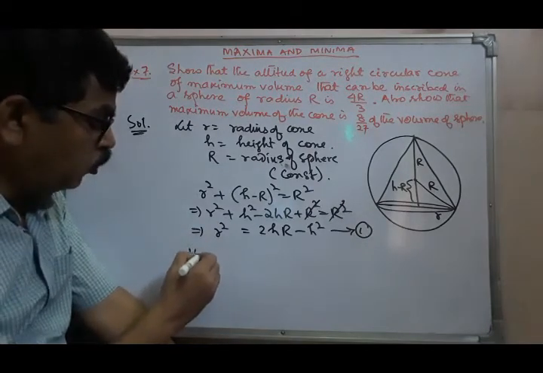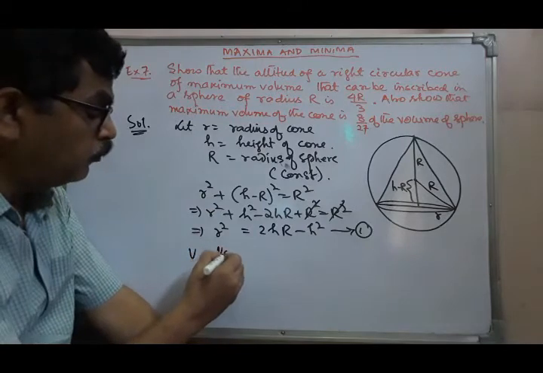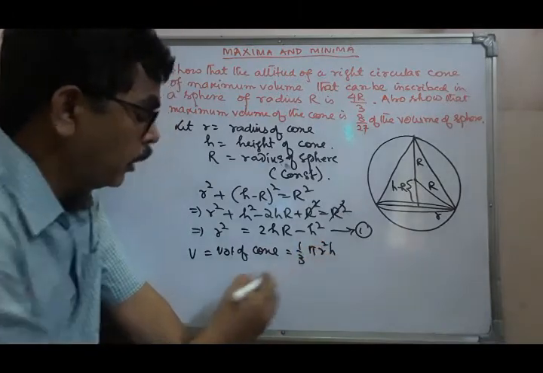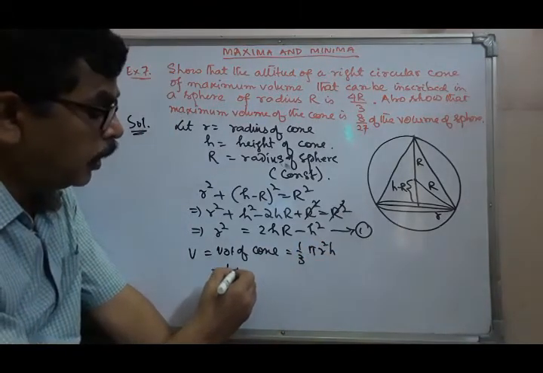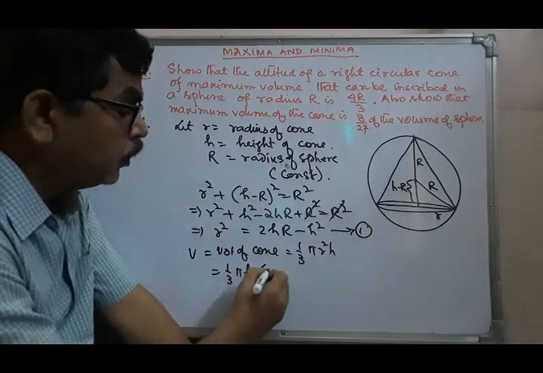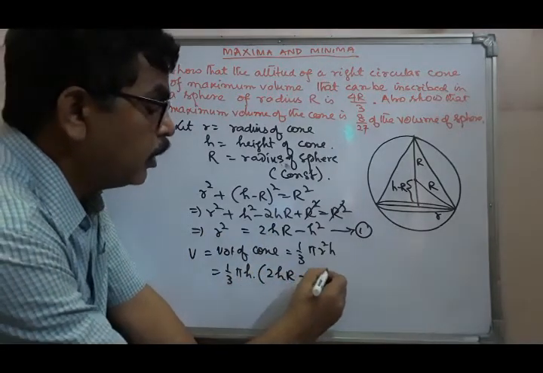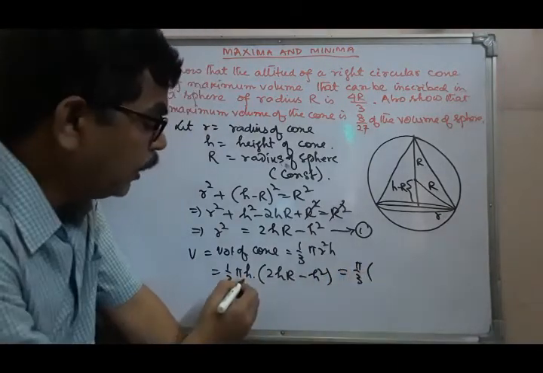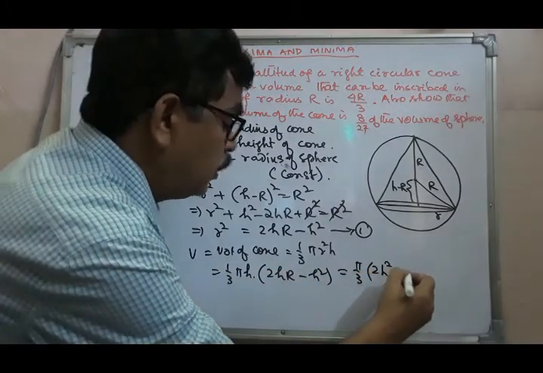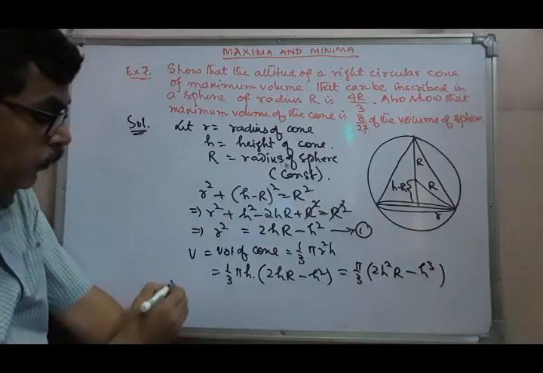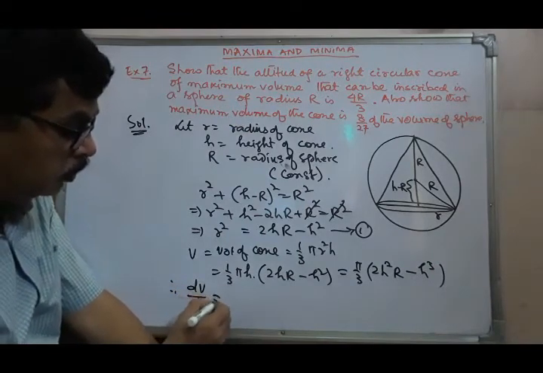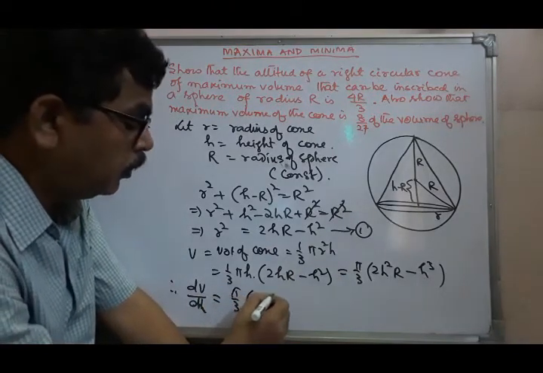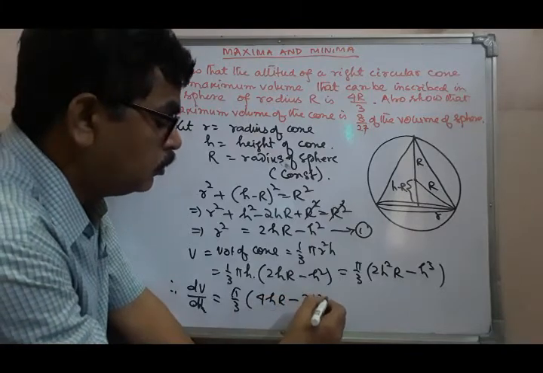Now the volume of the cone, let V be the volume of the cone, equal to 1/3 pi R square h, and R square is 2hR minus h square. So we may write pi by 3 multiply h inside: 2h square capital R minus h cube. Therefore dV by dh is equal to pi by 3 into (4hR minus 3h square).